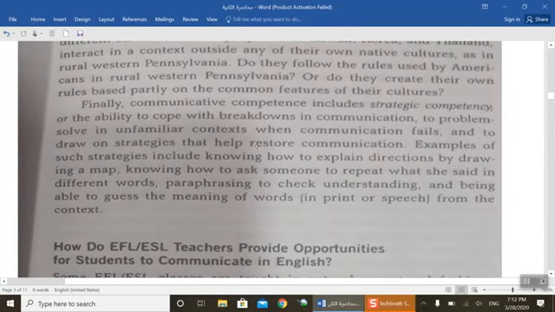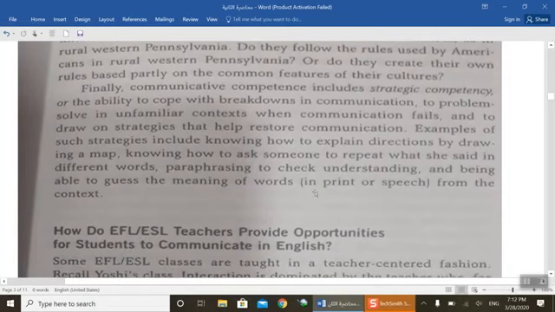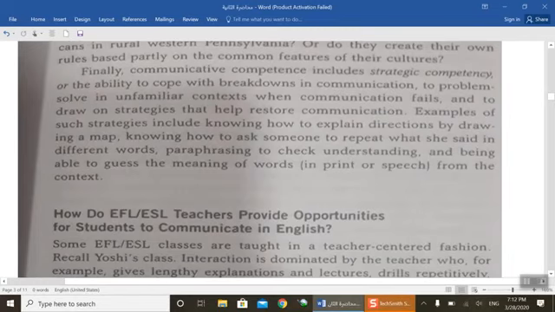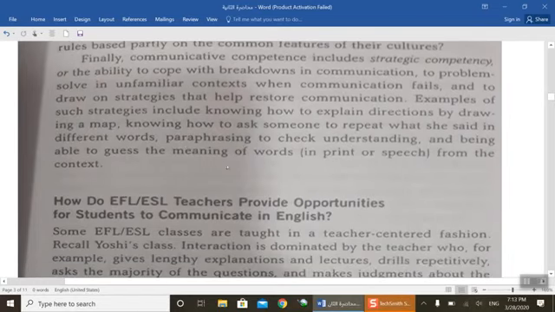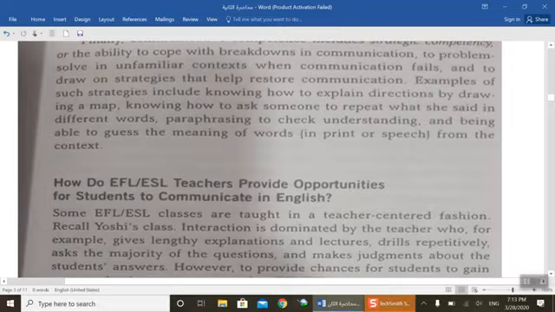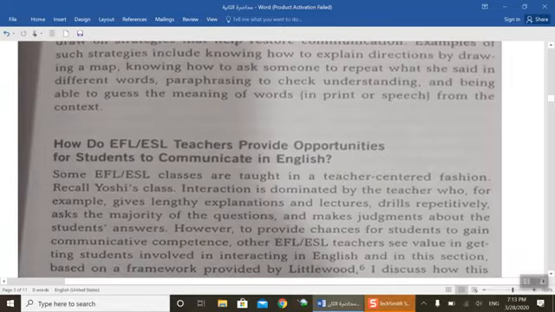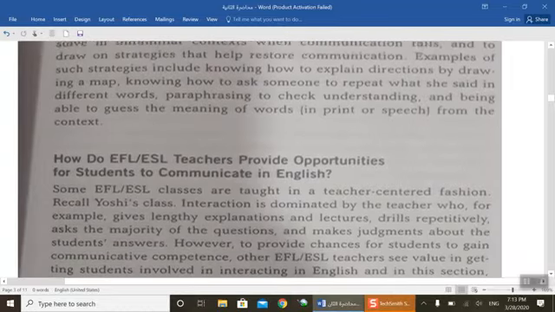This is a breakdown in communication to problem solve in unfamiliar contexts, when communication fails, and to draw on strategies that help restore communication. Examples of strategies, I just gave you an example, include knowing how to explain directions by drawing a map, knowing how to ask someone to repeat what she said in different words, paraphrasing, to check understanding, and being able to guess the meaning of words in print or speech from the context. You see here these four strategies.